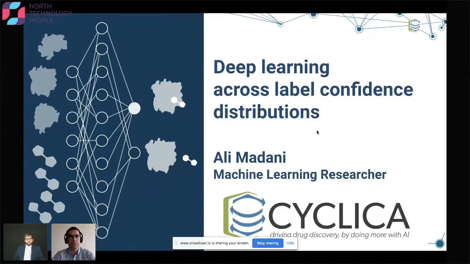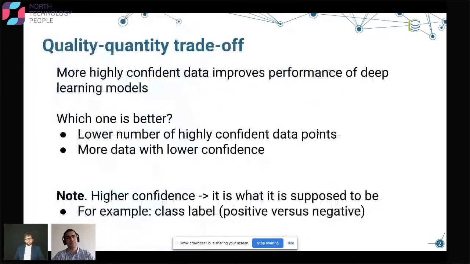I'm going to talk about a concept that we've worked on recently in Cyclica, and it's about label confidence in deep learning settings. What we like to have in deep learning or in general machine learning settings is large, high quality data. But that's not what happens in reality. What happens in reality is having low quality or low quantity data, and the worst scenario is having both. So our data set is small and the quality is low. Unfortunately, that's not happening for us.